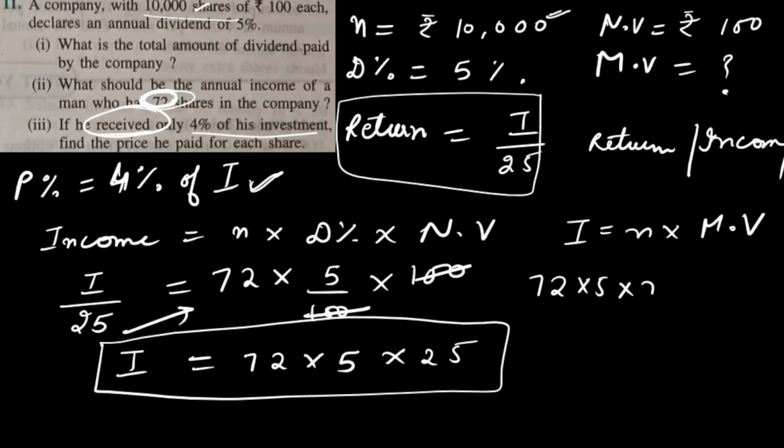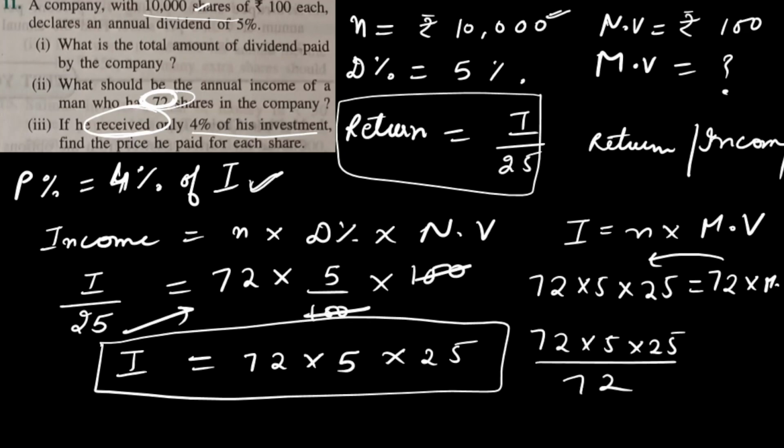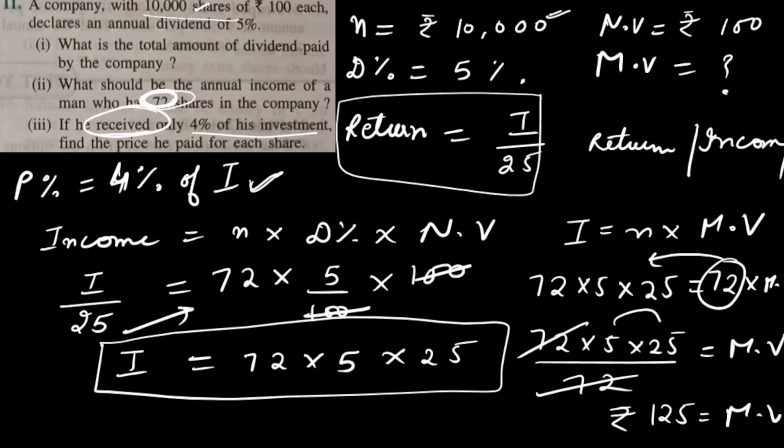I'm not doing the multiplication here because you will understand now. I is 72 into MV. So MV we have to find. That means 72 will shift to the other side. So 72 into 5 into 25 by 72 is equal to MV, because this 72 was getting multiplied here. 72 and 72 will get cancelled. So 5 into 25 is 125. You see, the same answer we get.